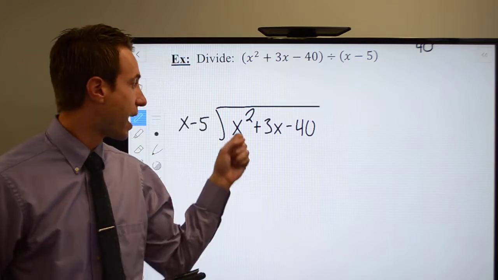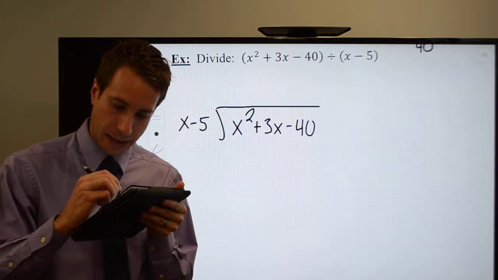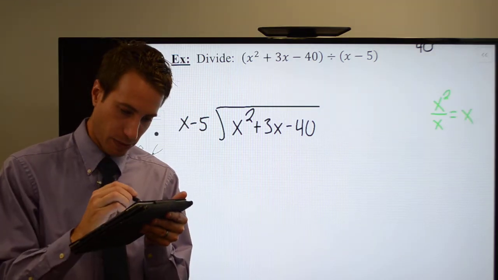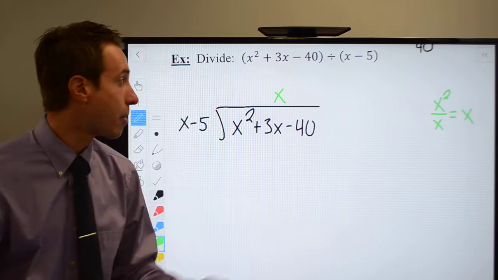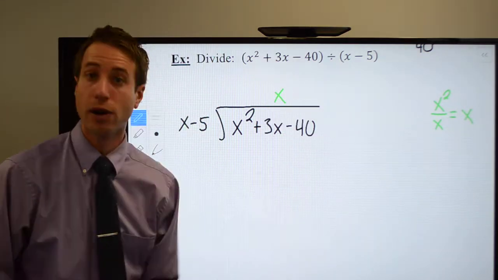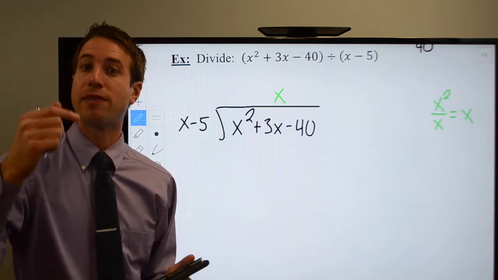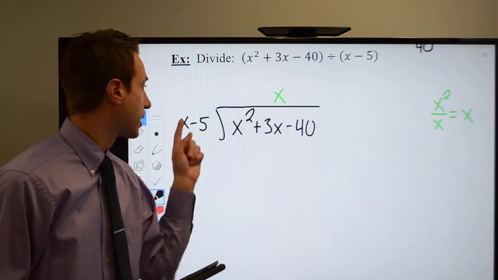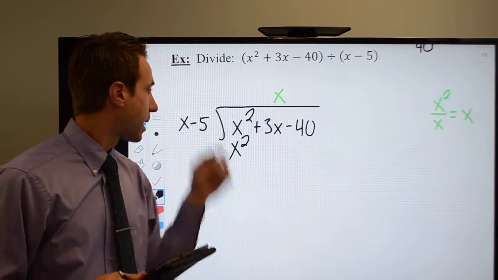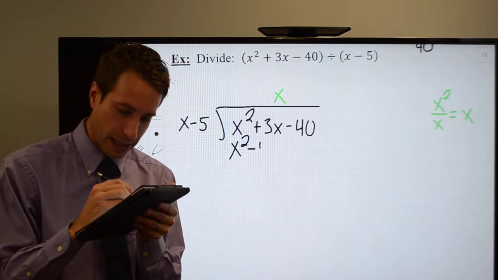Step 1 is to divide. x squared divided by x. Well, that's going to leave me with an x, which means I need an x right there. Again, remember, I'm lining up, right? This is an x to the first, so it'll go over like x to the first. That's step 1, divide. Step 2 is to multiply. x times x is going to be x squared. x times negative 5 is going to be a minus 5x.